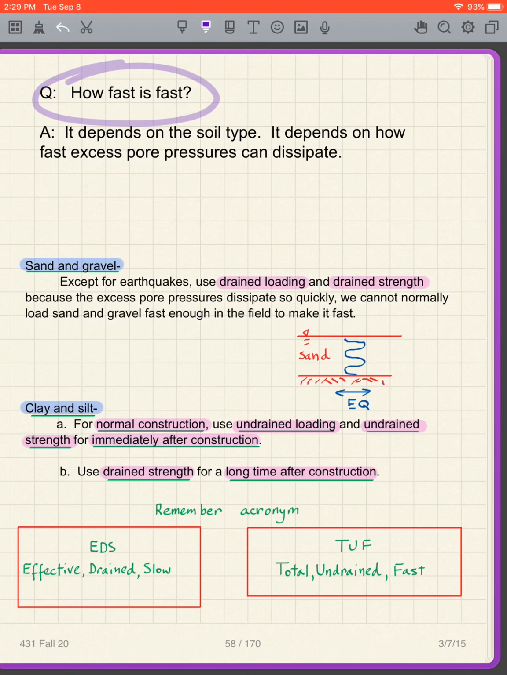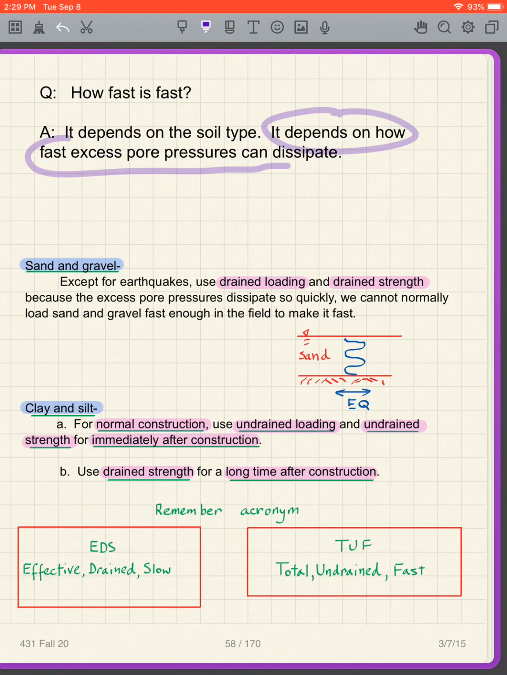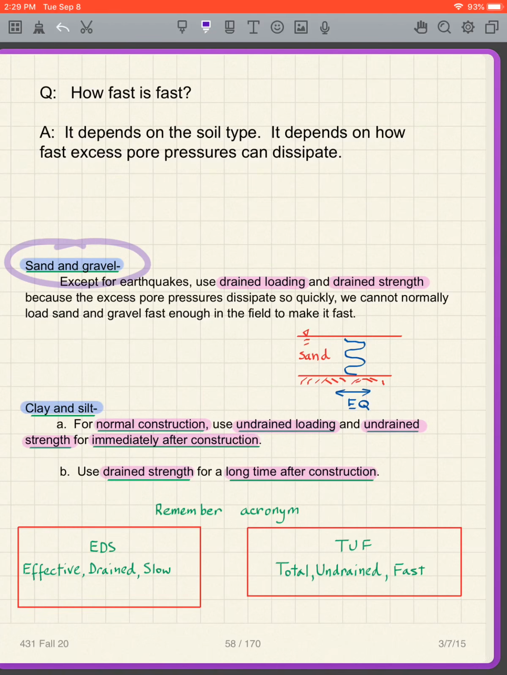How fast is fast? Well, it depends on the soil type, as I said. It depends on how fast excess pore pressures can dissipate. Well, as we said, for sand and gravel, the excess pore pressures dissipate very quickly.